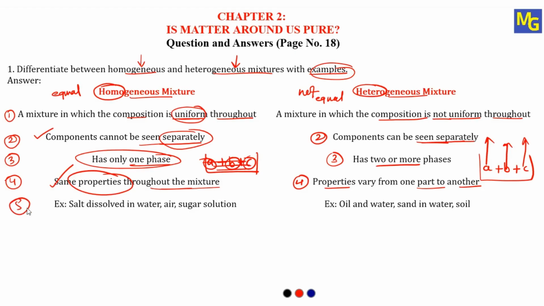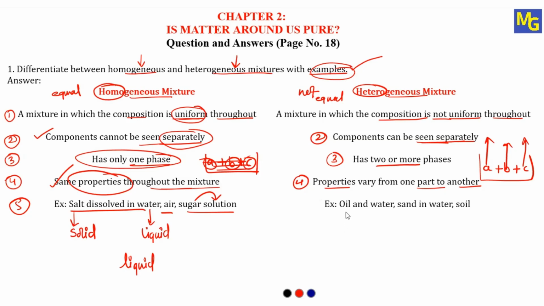And the last, that is called example, because in the question you can see they have asked us to write the example. So here in homogeneous, examples are salt dissolved in water, air, sugar solution, that is sugar dissolved in water. Salt is solid and we are going to dissolve it in water, so water is liquid, but once it gets dissolved, it is called salt solution. Composition will be uniform. If you see the taste, it will be the same salty everywhere, and even the phase will be liquid. You cannot see solid salt in that solution because the whole salt will get completely dissolved.